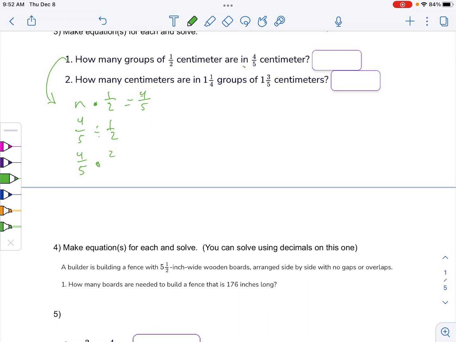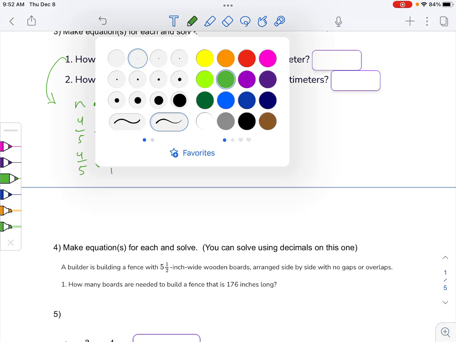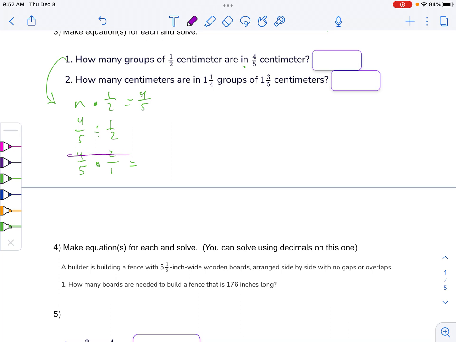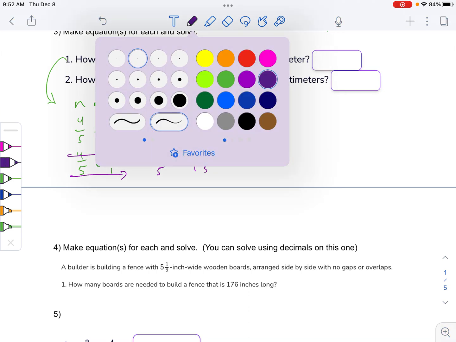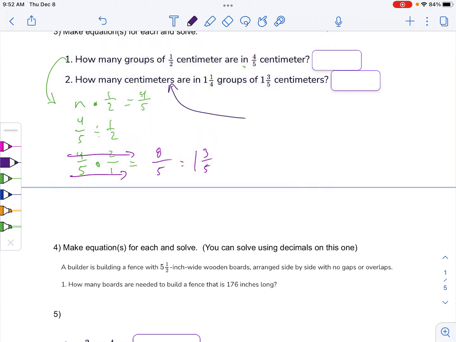I'm going to flip the second number, or do the reciprocal. And it looks like I can't do any cross simplifying, so I'm just going to go ahead and multiply. 4 times 2 is 8. 5 times 1 is 5. 5 goes into 8 once with 3 left over, so it's 3/5. So 1 3/5. Yay! All right, let's try the second problem.